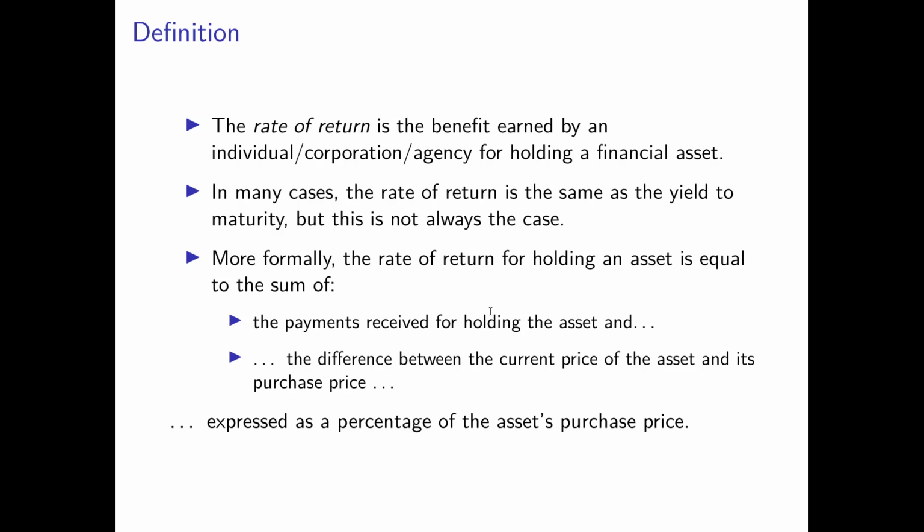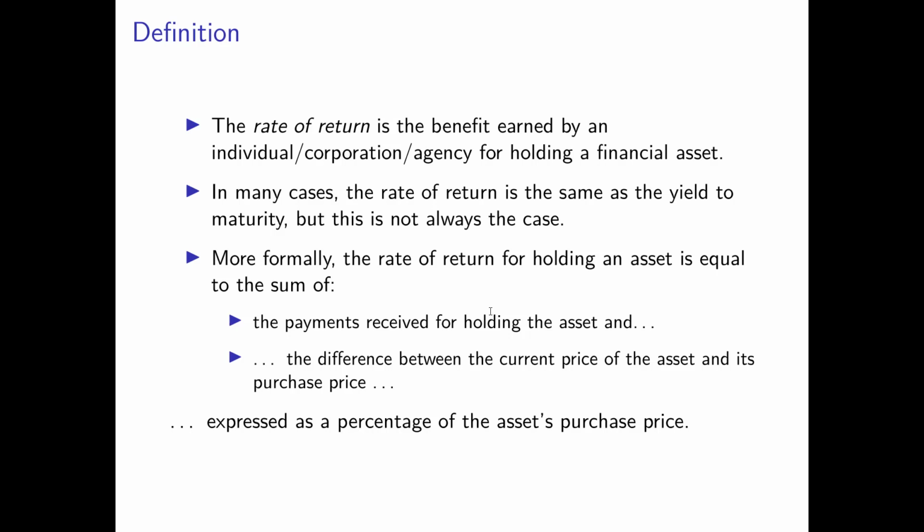More formally, the rate of return for holding an asset is equal to the sum of, number one, the payment received for holding the asset, and number two, the difference between the current price of the asset and its purchase price. And all this expressed as a percentage of the asset's purchase price. What does this mean? Let me give you an example.